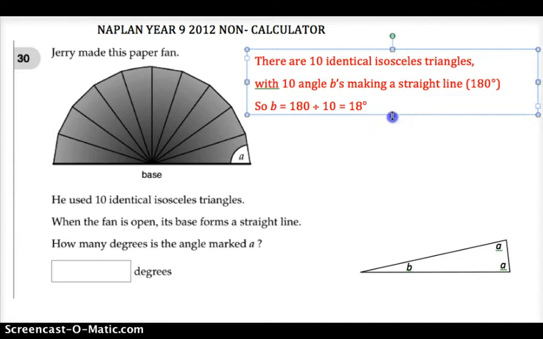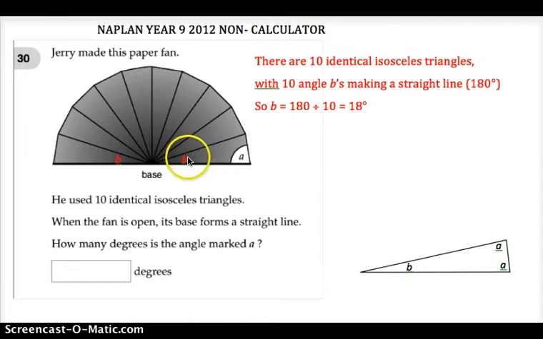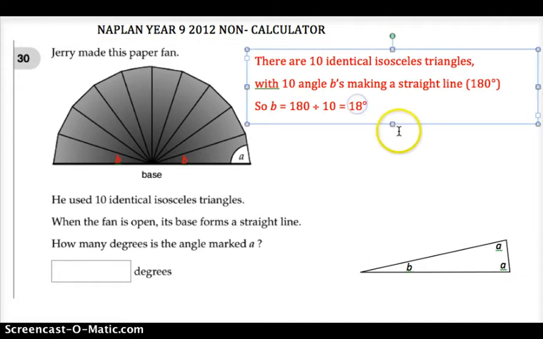And so therefore, this B here, actually I'll just draw it in on the diagram as well. So I've just drawn in 2 of the B's here, but all of these are B's, okay? So 10 B will be equal to 180 degrees because there's 180 degrees in a straight line. So it'll be 180 degrees divided by 10, which is 18 degrees. So that means that this B is 18.